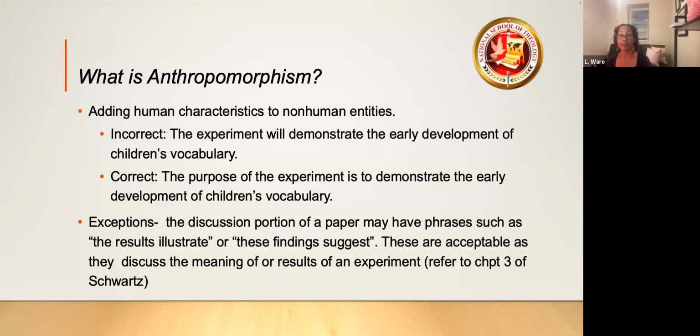So if you're doing an experiment or you're collecting data, you're going to talk about your results or your findings or the data you collected, right? The experiment itself doesn't do anything. It's not demonstrating, it's not illustrating, there is no verb that the actual experiment is doing, okay? Any questions on that? Okay.